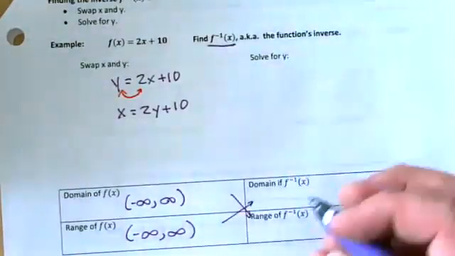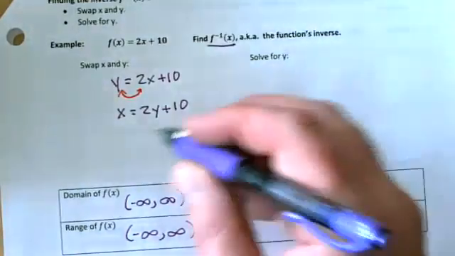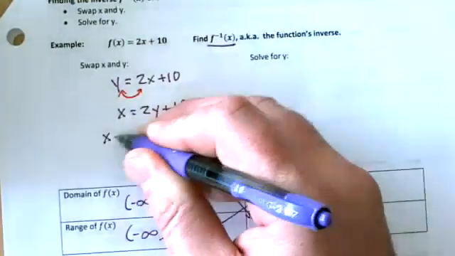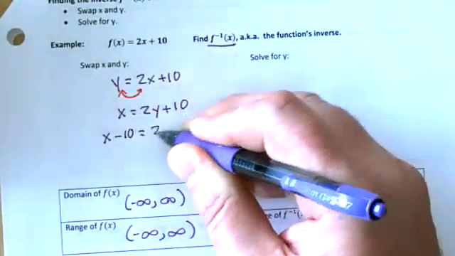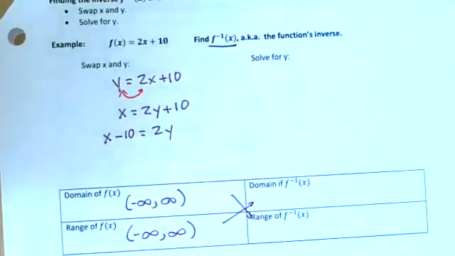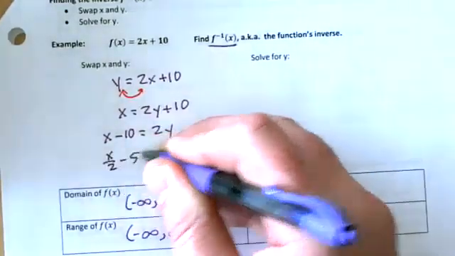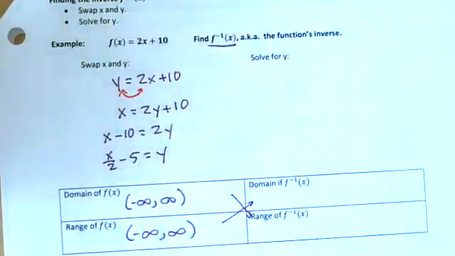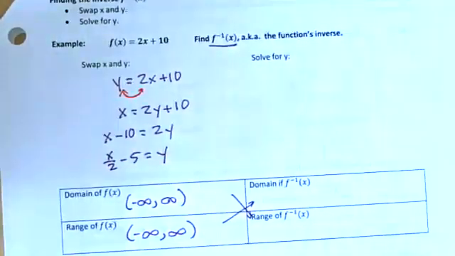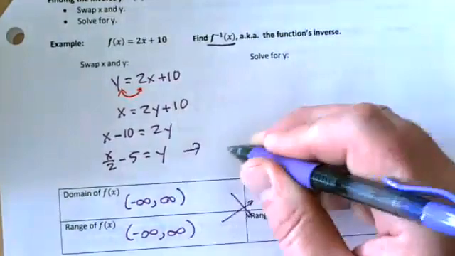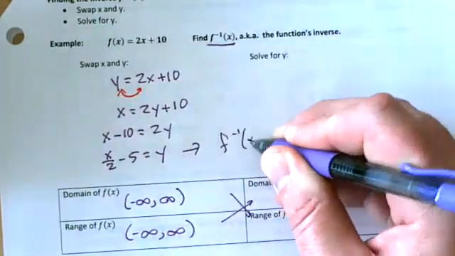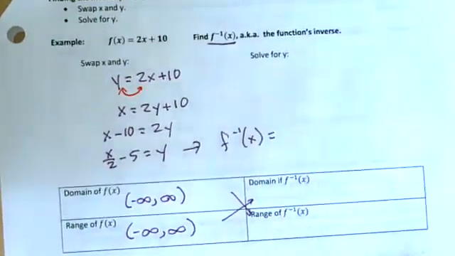So solving for y, I would subtract 10 on both sides to get x minus 10 equals 2y. And then divide everything by 2. Bless you. And there we go. That's our inverse. Once we get y by itself, we'll just rewrite it. f inverse of x is x over 2 minus 5.